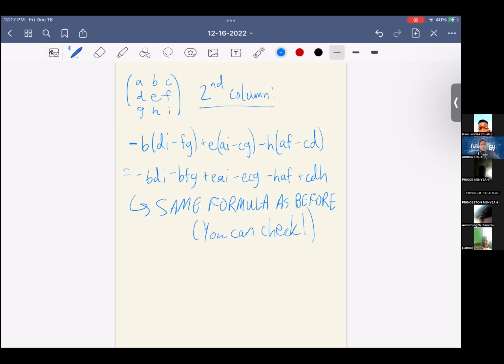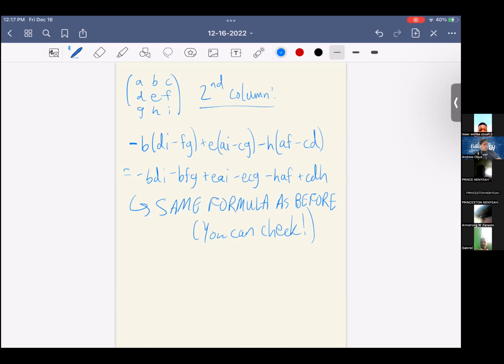Yeah, thank you, sir. Okay, you're welcome. And so the point is, you can use whatever column or row you want that's going to make your life easier, right? So if there's a column that has a lot of zeros in it, then that's probably an easy column to use, because most things you're multiplying by 0, and you don't need to really worry about it.